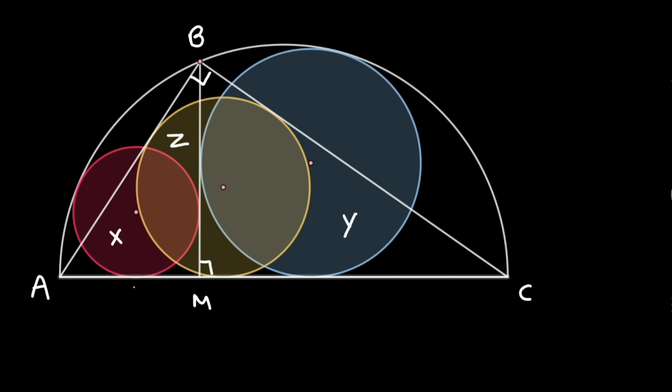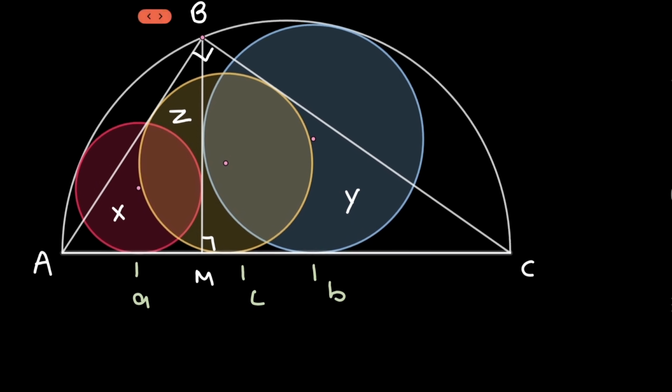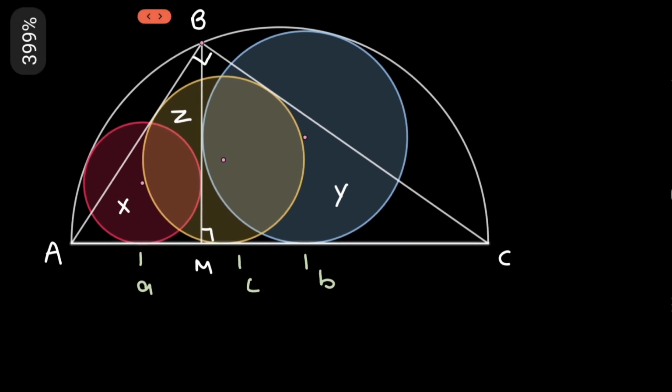So first of all, I will take the radius of this red circle equal to A, radius of this blue circle equal to B and radius of this yellow circle equal to C. Now as we have taken the radius of these three circles as variables, let us equate this to their area. So we know the formula for area, that is pi radius square. Therefore, area of the red circle, that is X, would be equal to pi A square.